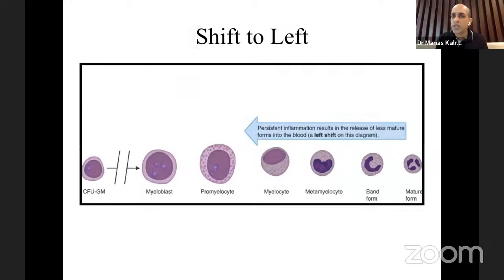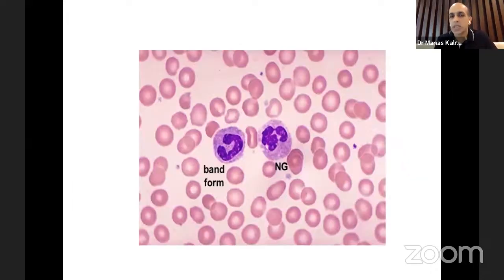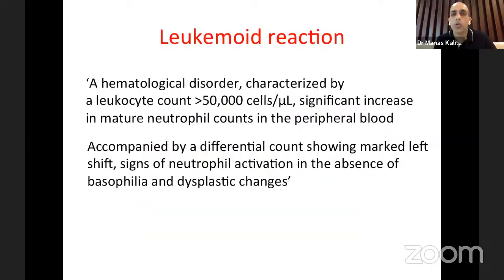Sometimes you see a shift to the left. Somebody will say that the CBC has a shift to the left. What is that? It means that immature cells are coming out. Persistent inflammation can lead to this, but always you need to be very sure whether they are just some immature cells or there are blasts present in that. Band forms you are very familiar with. Sometimes the WBC will be very high. If they are all mature neutrophils, we call it a leukemoid reaction.